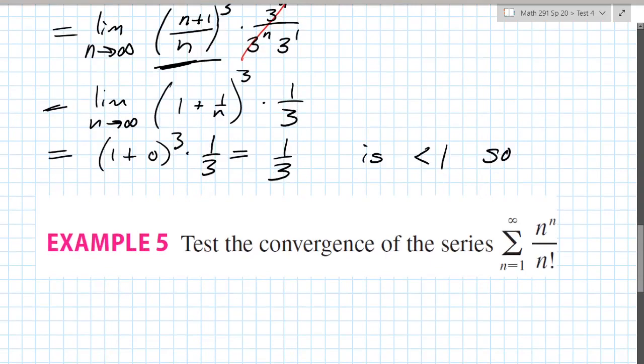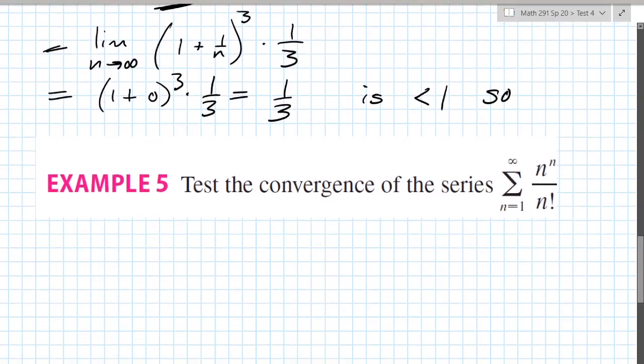Our next problem, determine the convergence of the series. Okay, well, we said previously when we have something raised to the n power, or if we have factorials, then we should suspect the ratio test.